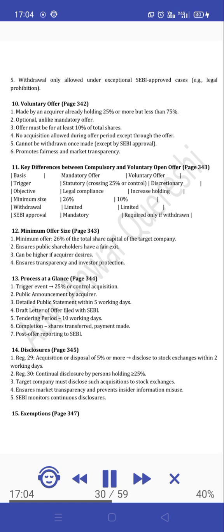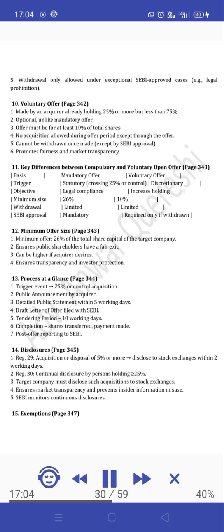10. Voluntary offer, page 342-1. Made by an acquirer already holding 25% or more but less than 75%. 2. Optional, unlike mandatory offer. 3. Offer must be for at least 10% of total shares. 4. No acquisition allowed during offer period except through the offer. 5. Cannot be withdrawn once made except by SEBI approval. 6. Promotes fairness and market transparency.